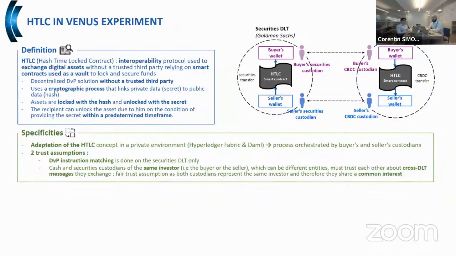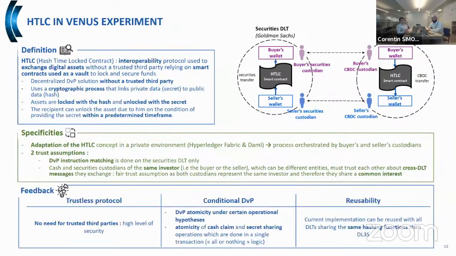We have identified some key feedback. HTLC is a trustless protocol, so there is no need for a trusted third party, and that implies a high level of security. HTLC allows conditional DVPs.